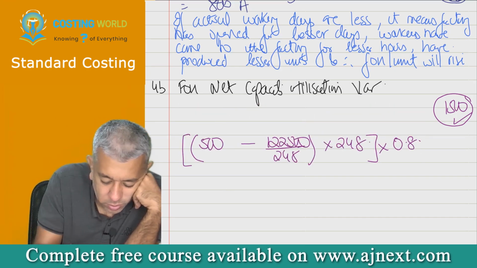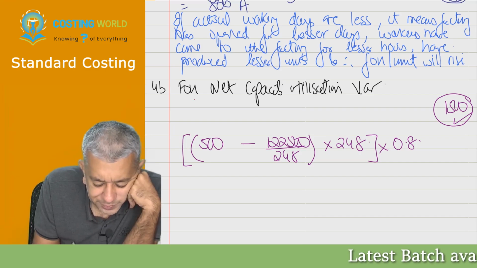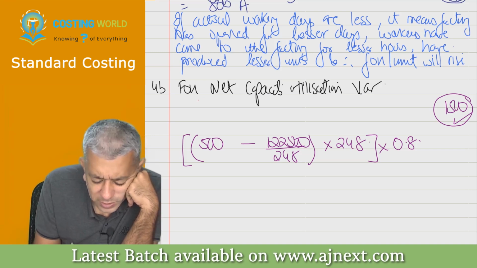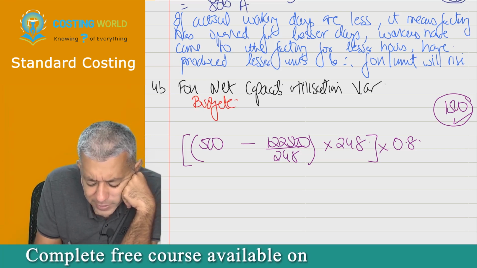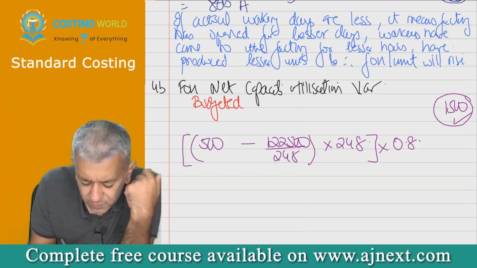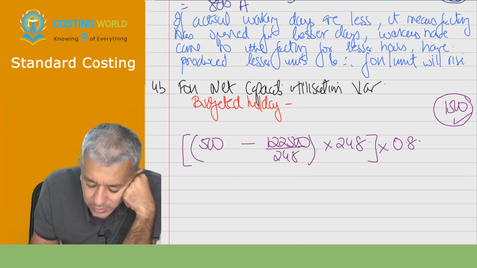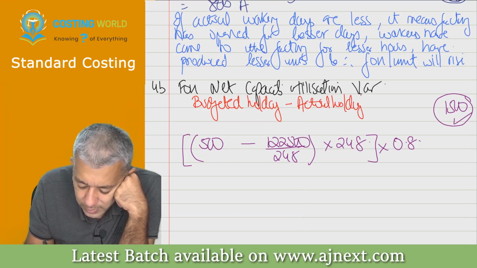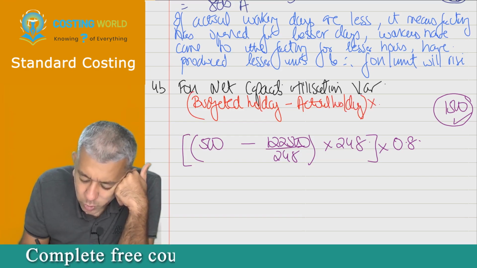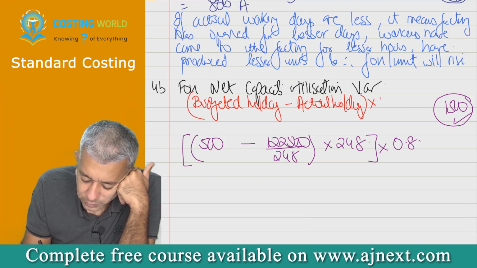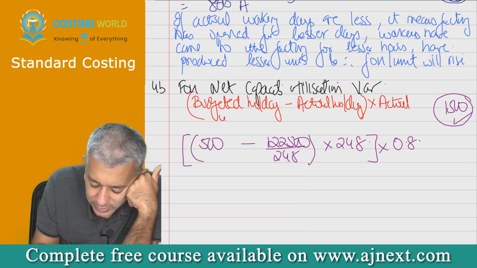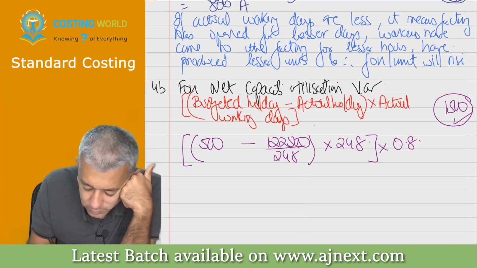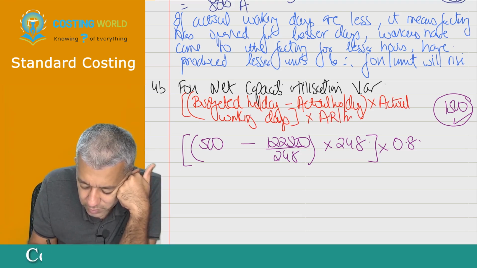Okay, so what is 500? Please tell me. Budgeted hours per day. Okay, instead of the word budgeted everywhere, you can write the word standard also. That's okay. So budgeted hours per day minus actual hours per day, into, tell me what is 248, beta? Actual working days, into absorption rate per hour.